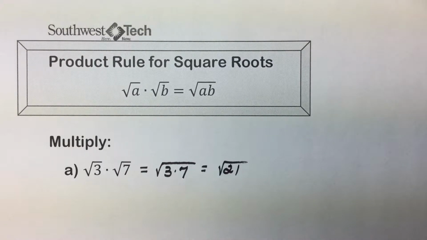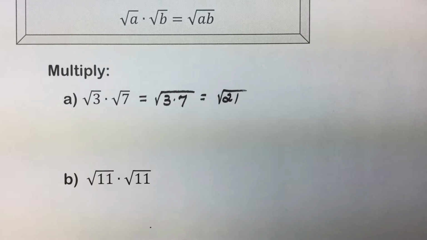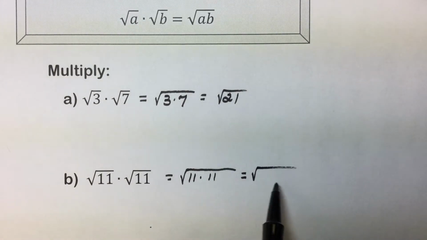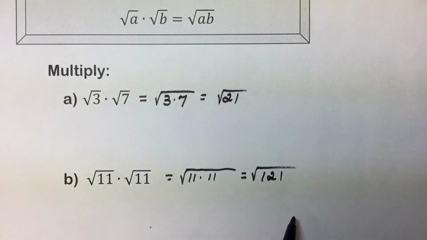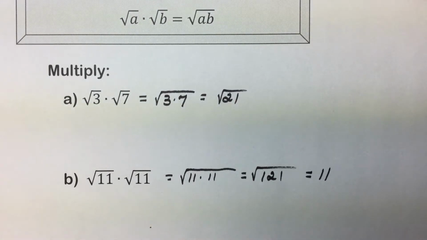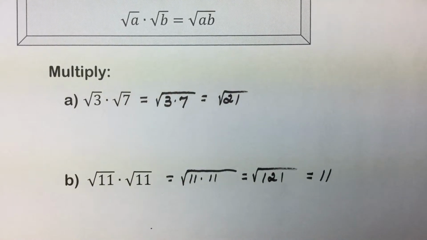3 times 7 is 21, and so we have a simplification here of the square root of 21. Look at this next example. Here we have two radicals multiplied together. We'll multiply the radicands underneath one radical sign, which is 11 times 11, 121, and then simplifying, since this is a perfect square, and we can see this, we may have gone directly to the answer of 11, but we've shown here the steps that verify that in fact the answer is 11.